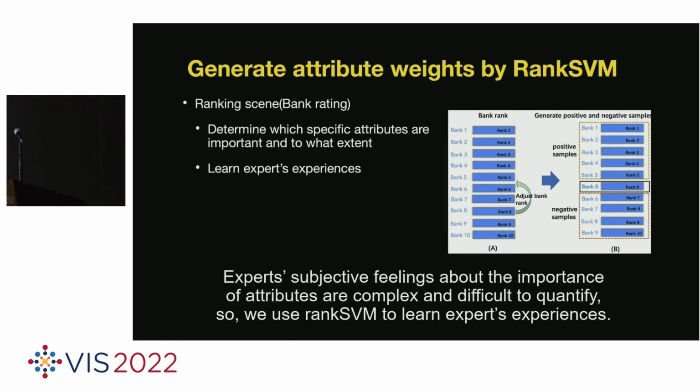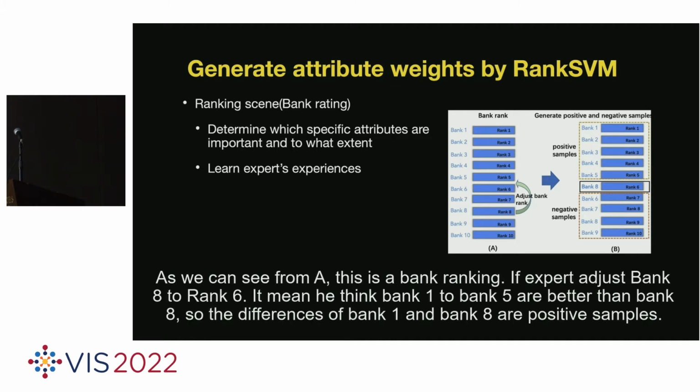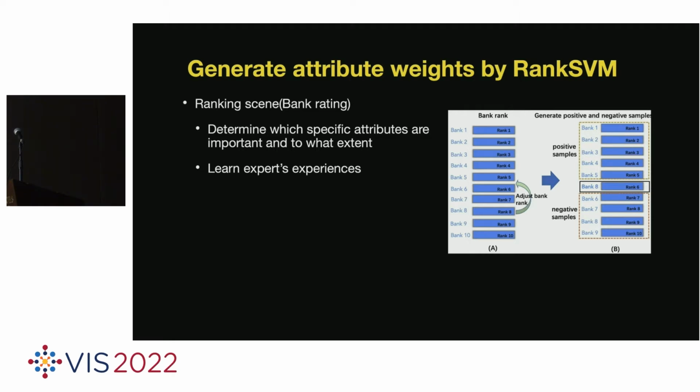In the ranking scene, attribute weights are important and hard to decide. Explorers' subjective feelings about the importance of attributes are complex and difficult to quantify, so we use rank SVM to learn explorers' experience. As we can see from A, this is a bank ranking. If the explorer adjusts bank 8 to rank 6, it means he thinks bank 1 to bank 5 are better than bank 8. So the differences of bank 1 and bank 8 are positive samples.